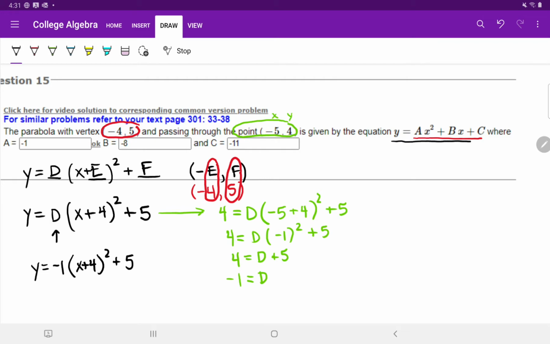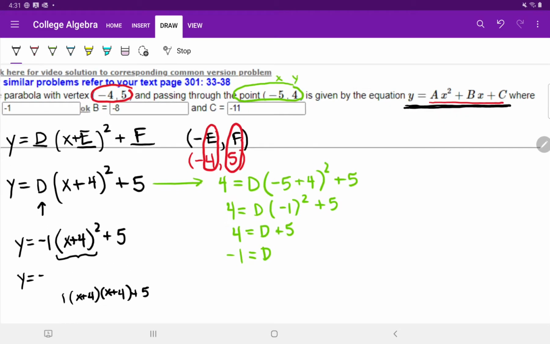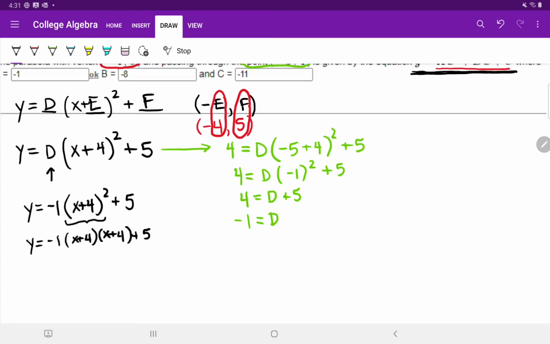They don't ask us for standard form, they ask us for this form with everything all multiplied out. So I'm going to have to actually multiply out the quadratic. That's going to require FOILing (x plus 4) squared. So we'll rewrite it as negative 1 times (x plus 4) times (x plus 4), and then we FOIL. There we go. So that'll be negative 1 times the quantity x squared plus 8x plus 16.